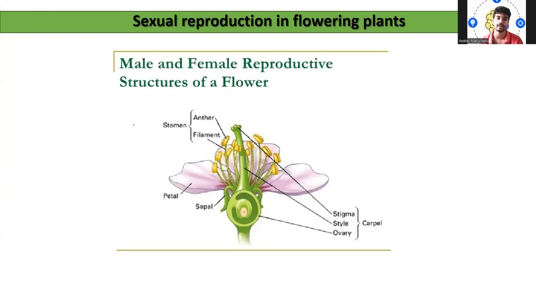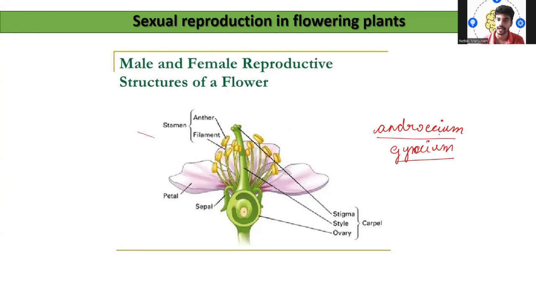So what about the male and female sex gametes? Here, in the flower, we will be having both the male gametes as well as the female gametes. So when I'm talking about the male reproductive and female reproductive system, we have what is called androecium, and the other one is gynoecium. So one is androecium and another one is gynoecium, right?